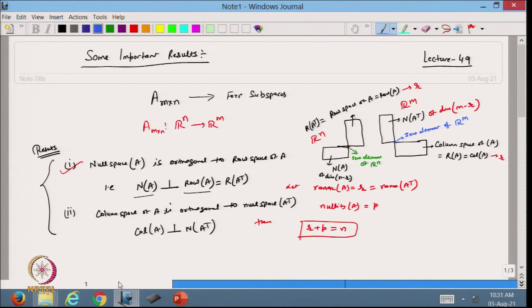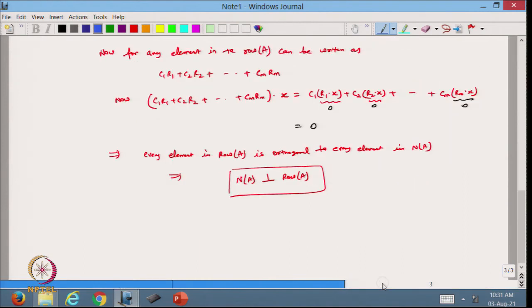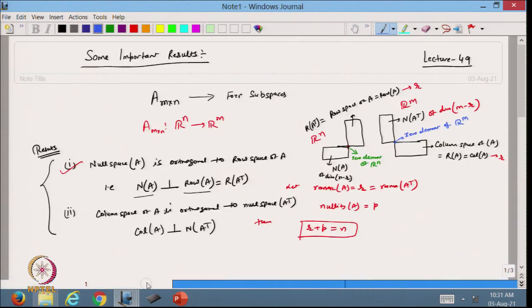The second part is that the column space of A is orthogonal to the null space of A transpose. So for the second one, we need to show that the column space of A is perpendicular to the null space of A transpose, because both are lying in Rm, they are subspaces of Rm, and the null space and row space are subspaces of Rn.